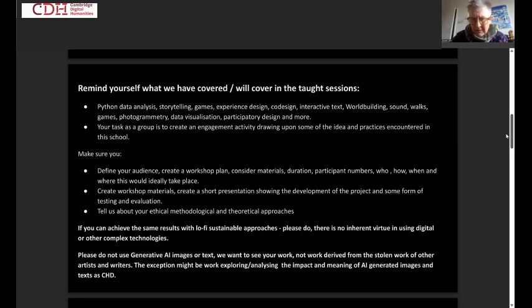Create a workshop plan. Consider the materials, the timings, the duration, the participant numbers, who, how, when and where this would ideally take place. We want you to create workshop materials such as what to do, tasks, recipes for doing things, and create a short presentation showing the development of this project and some form of testing and evaluation.